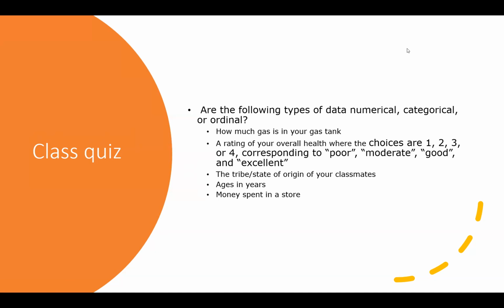A rating of your overall health, where the choices are 1 to 4. If 1 is poor, 4 is good. Ordinal. Okay, Taiwo, thank you. The tribe or state of origin of your classmates. Categorical, okay. Ages in years would be numerical. So also numerical. Okay, thank you very much for participating.